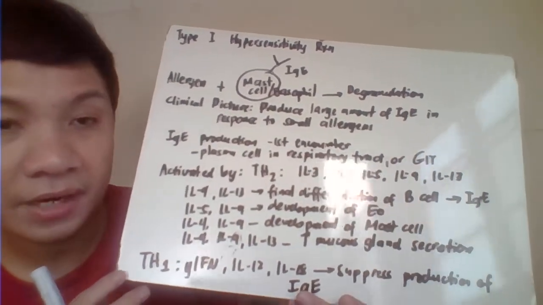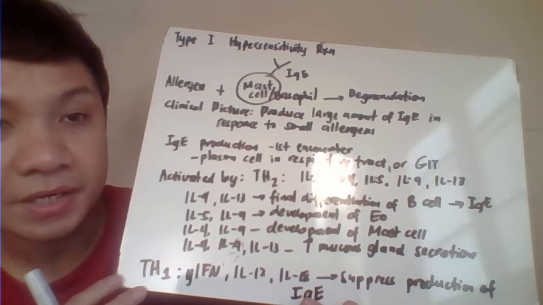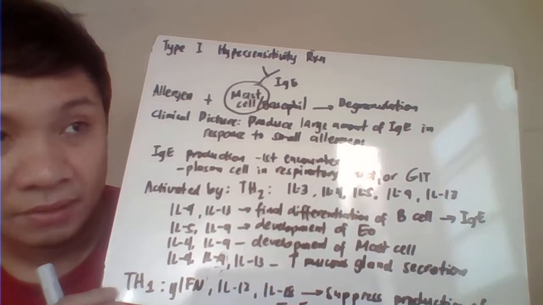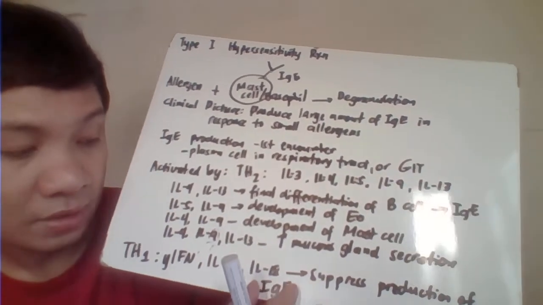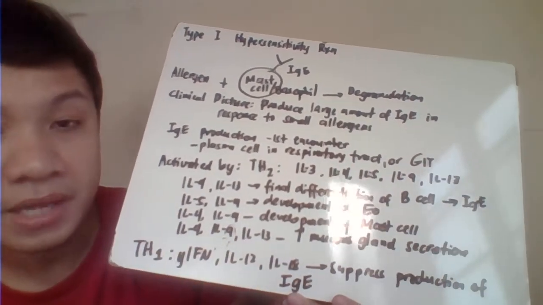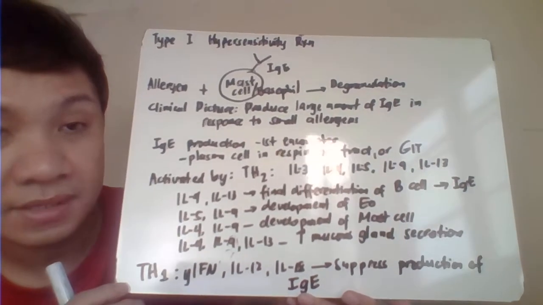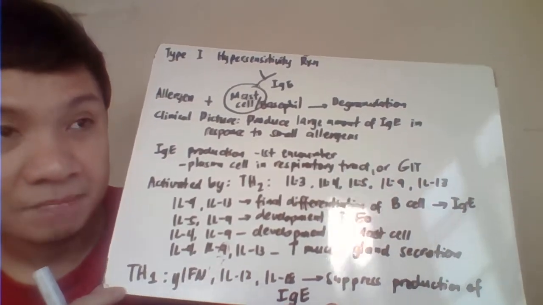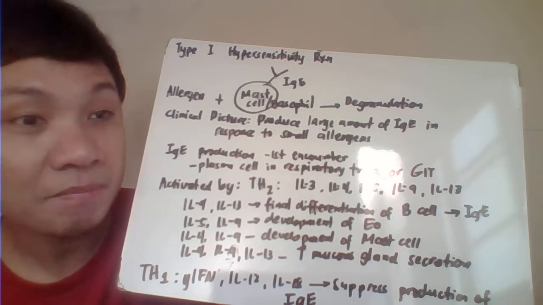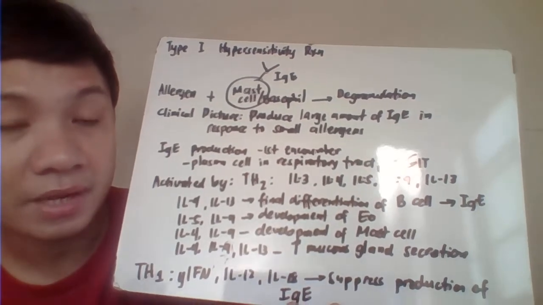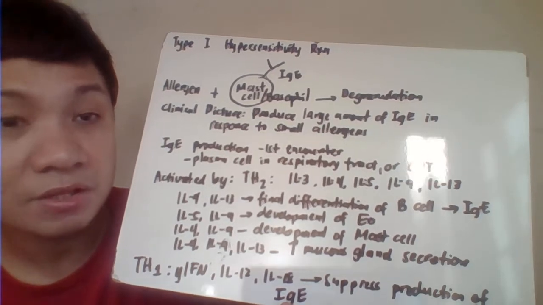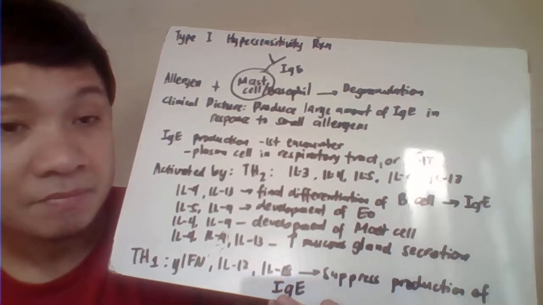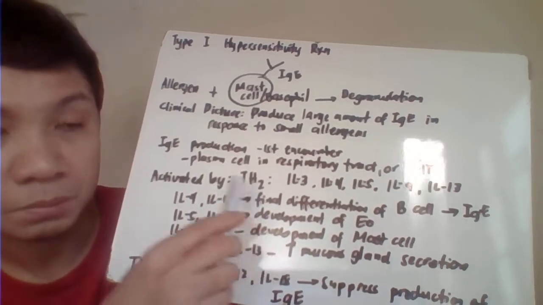On the other hand, your T helper 1 produces the following cytokines: gamma interferon, interleukin 12, and interleukin 18. These suppress the production of your IgE. So again, your allergen enters your body through your respiratory tract or gastrointestinal tract, which would trigger the development of your plasma cell to become your IgE with the help of your T helper 2.